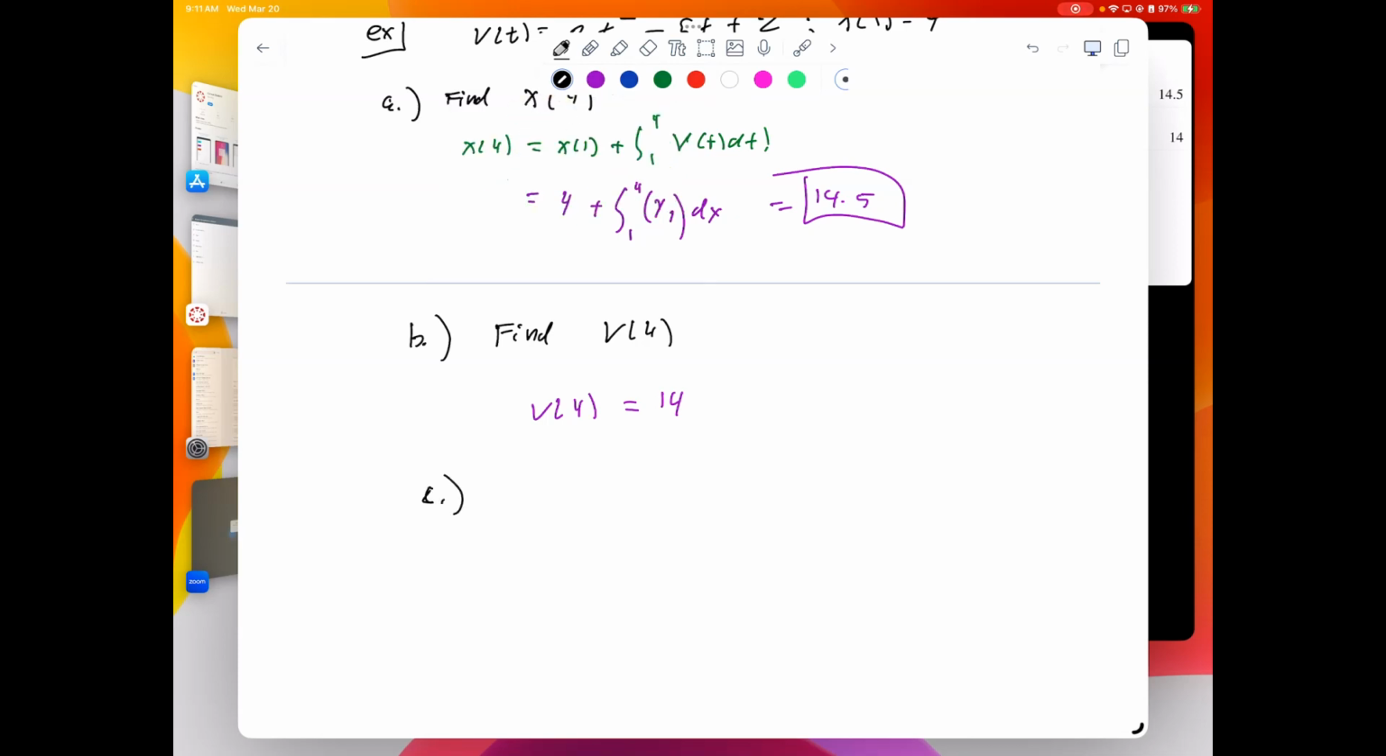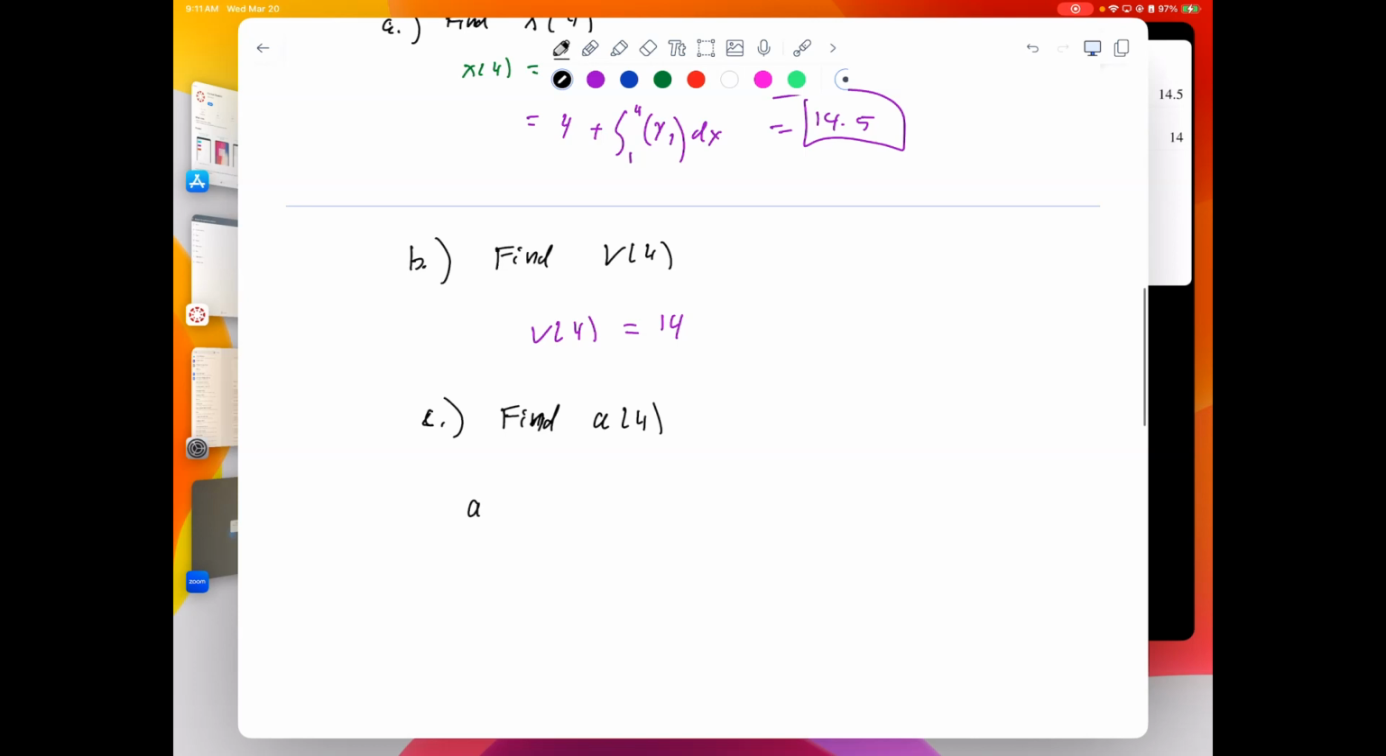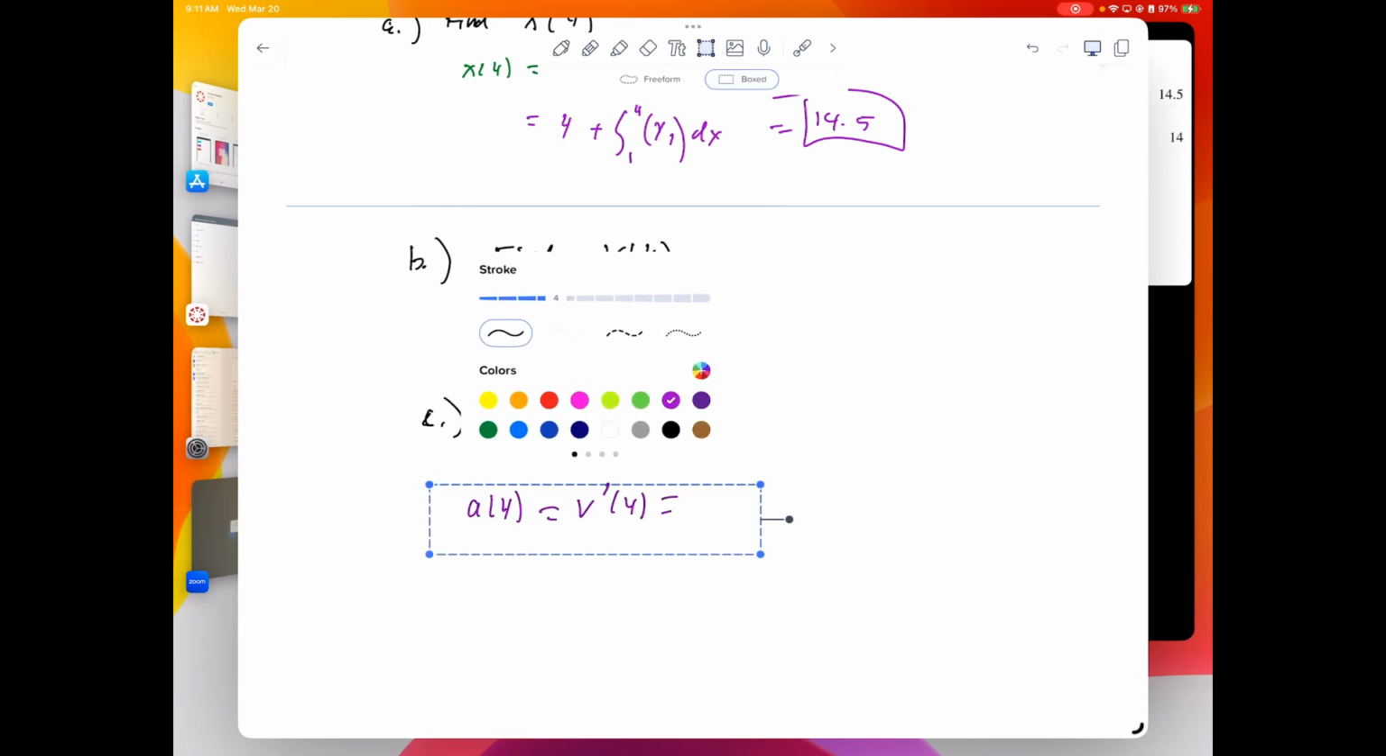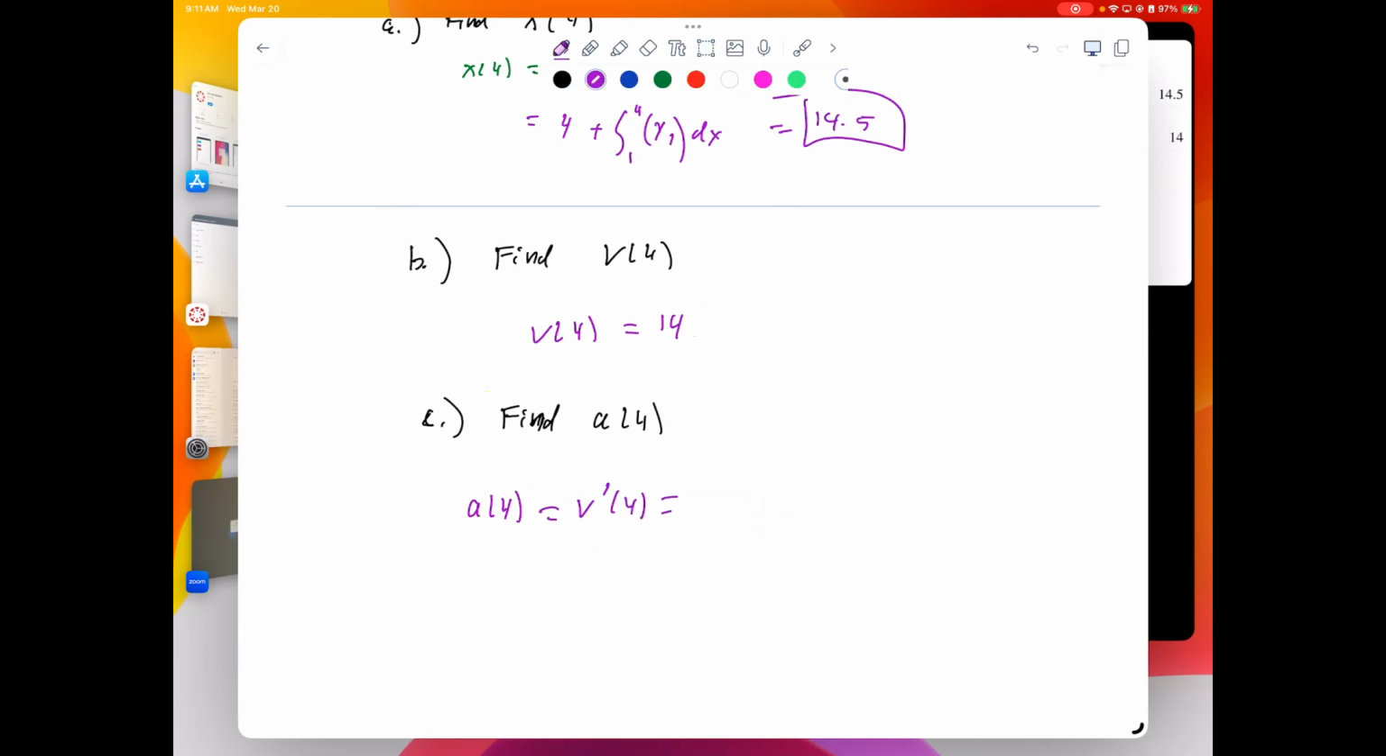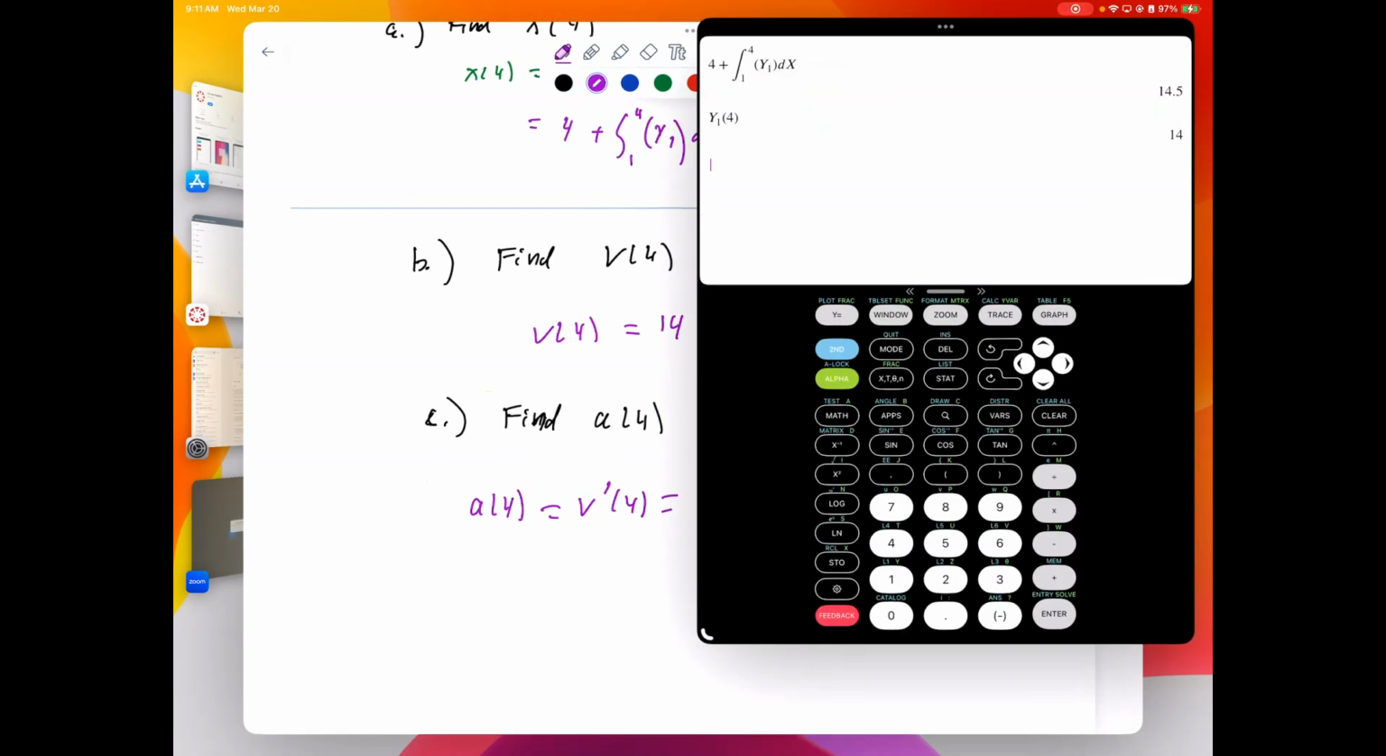And C, find A of 4, the acceleration. Remember, A of 4 is equal to V prime of 4. So to do a derivative, math 8. Vars, y vars, function y1. And I'm going to evaluate it at x equals 4. And there it is.